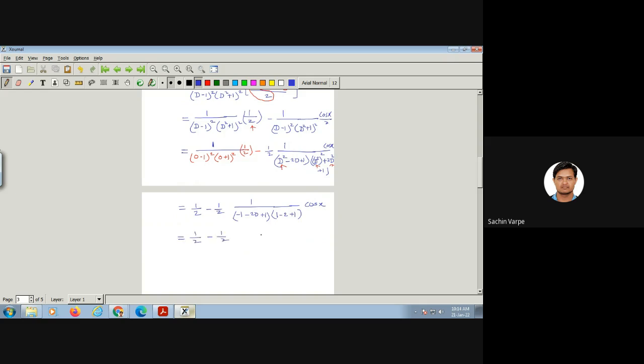Minus 1 by 2 into 1 upon, ये इसका क्या होगा? 1 minus 2 plus 1, so that will be 0 na. This is the case of failure na, 1 plus 1. Is it the case of failure? Yes, sir. So for case of failure, what we are doing? Differentiating. Yes, we're differentiating the denominator.